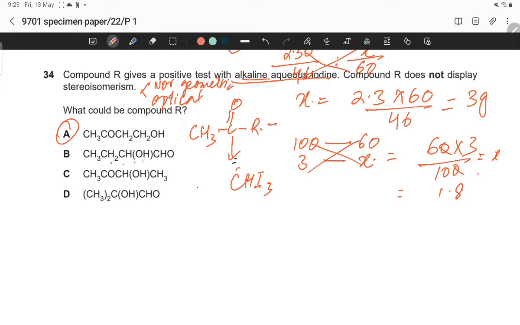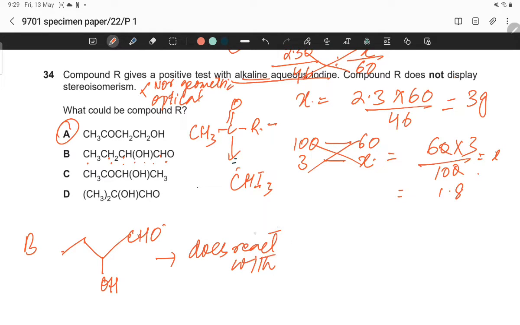So it must be A, CH3CH2CHO. Let's check B. 1, 2, 3, 4, CHO, OH does not react with alkaline iodine, because CH3C double bond O is not present. So this must be incorrect.